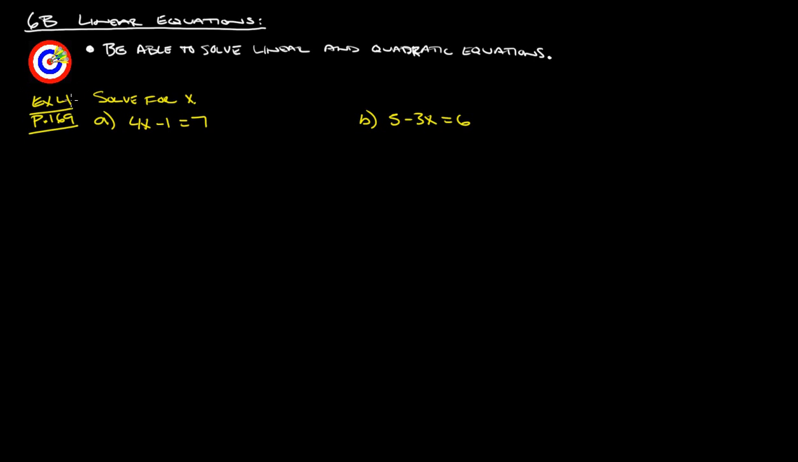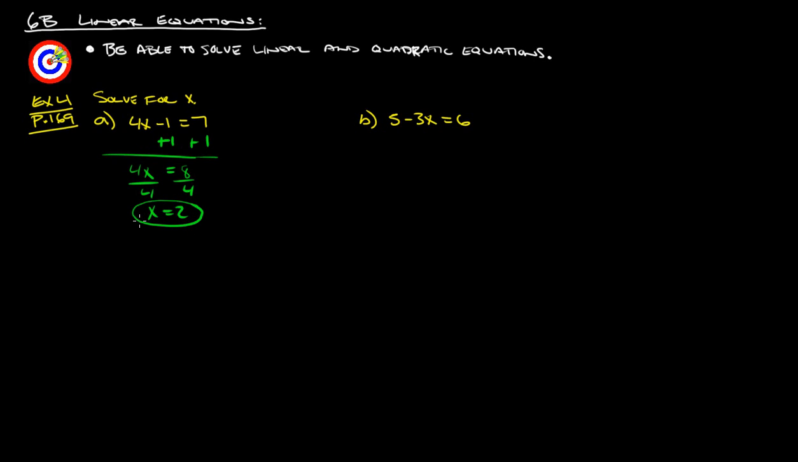First one we're going to take a look at, example 4 from page 169. Solve both of these for x. So again, back from algebra, we just want to isolate the variable, right? So we want to get rid of everything else. So we've got to get rid of this -1. To get rid of a -1, we add 1 to both sides, right? And we get 4x equals 8, divided by 4. And look at that, x equals 2.